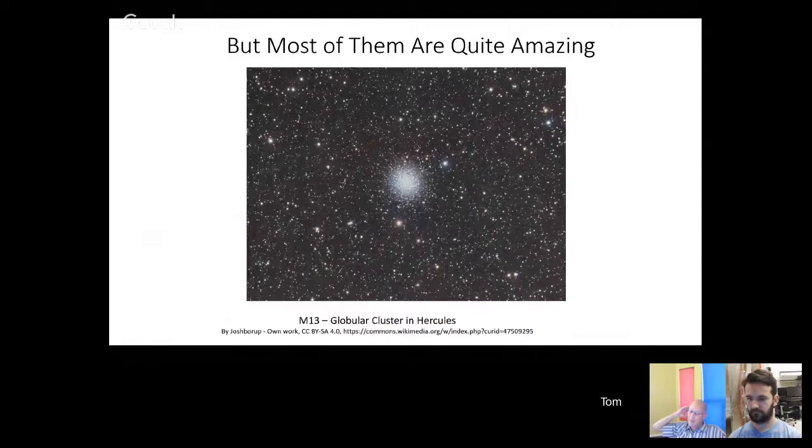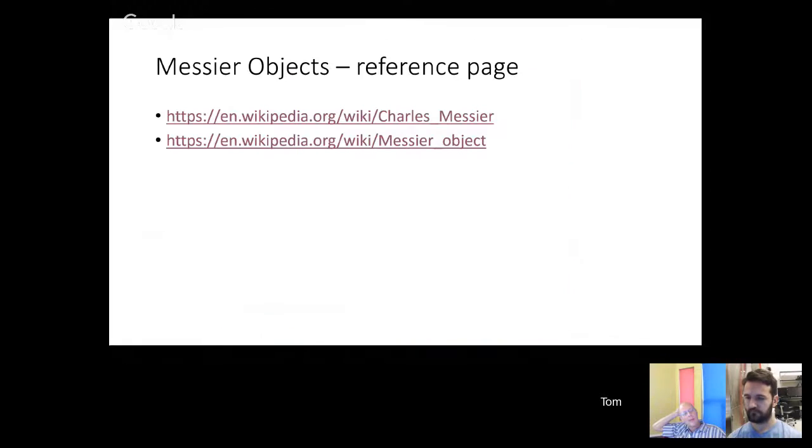And here's an example of a globular cluster, which are some of my favorites. It looks like somebody took a pinch of salt and dropped it on a table, and those are your stars. They're all fairly close together and very old objects. This one is M13 in the constellation of Hercules.